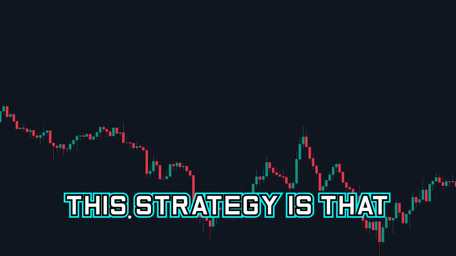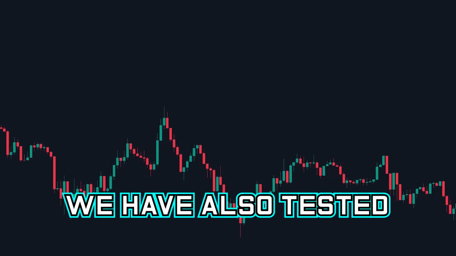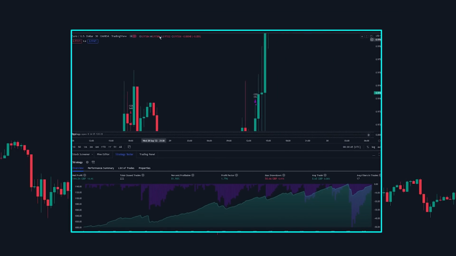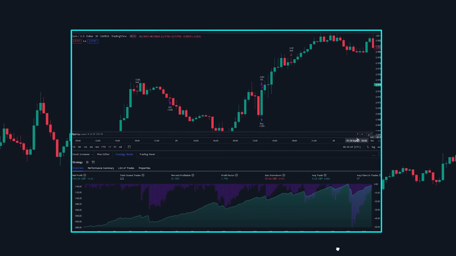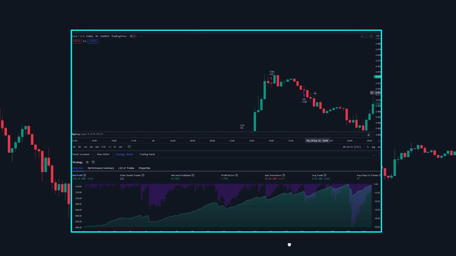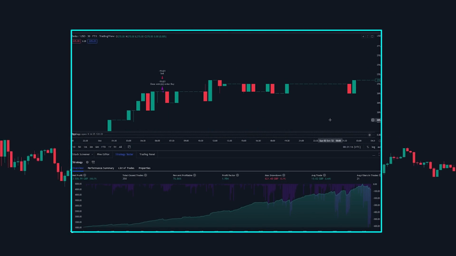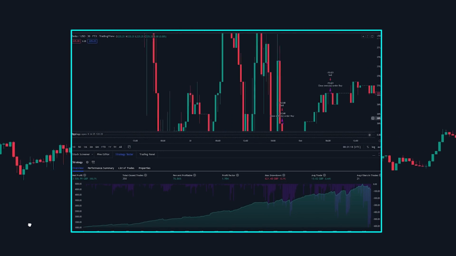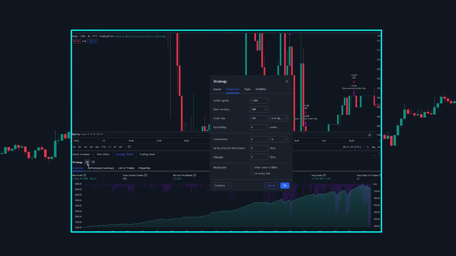What's great about this strategy is that it's very easy to use. We have also tested the strategy on Forex, where it made over 14% on the Euro-USD pair trading on the 30-minute time frame. We also tested the strategy on stocks where it made over 300%. This was by trading on the 30-minute time frame on the Tesla stock price. Remember, both of these backtests were done with no leverage and no order pyramiding.